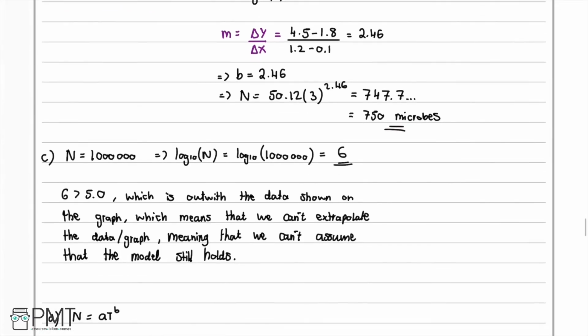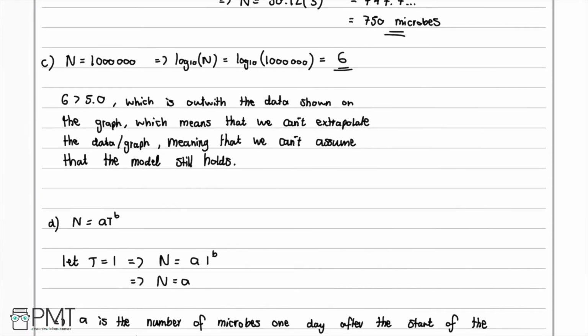And then moving on to part C of this question, there were 2 marks on offer, and we receive our first mark for starting with N equals 1,000,000 and getting to the fact that log 10 of N is then equal to 6. And we then receive our second mark for our reasoning as to why the information provided could not reliably be used to estimate. We receive this mark for concluding this and explaining that we can't extrapolate the graph, which means we can't assume that the model still holds.